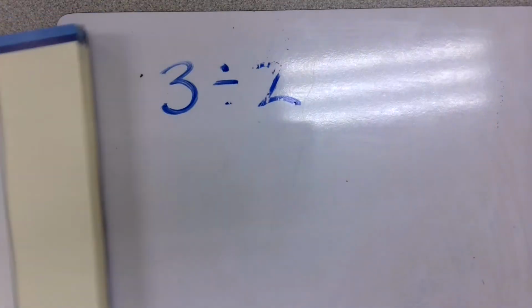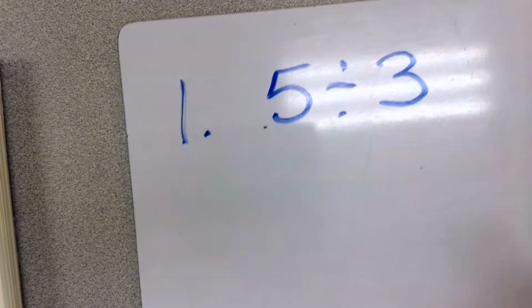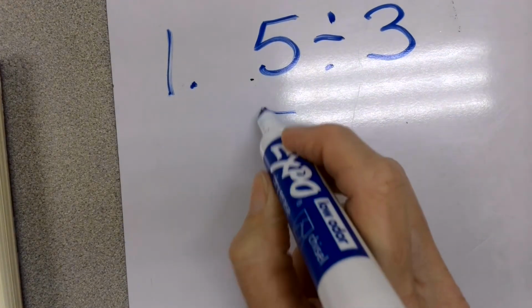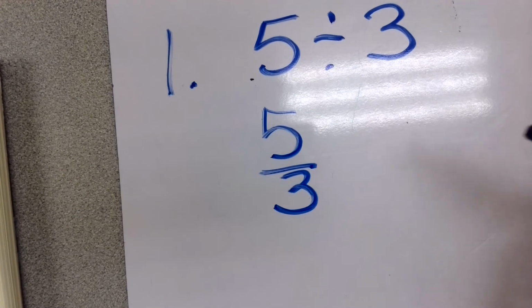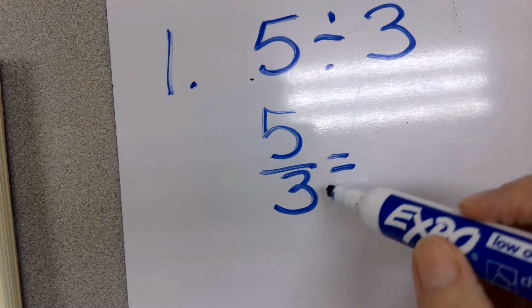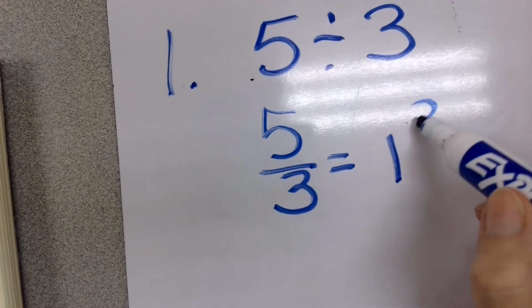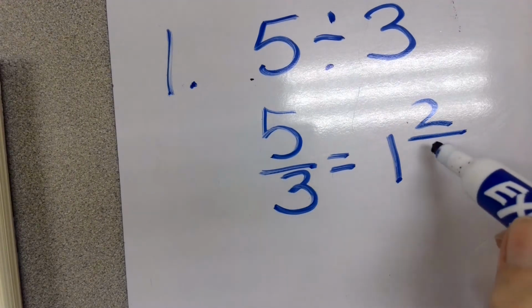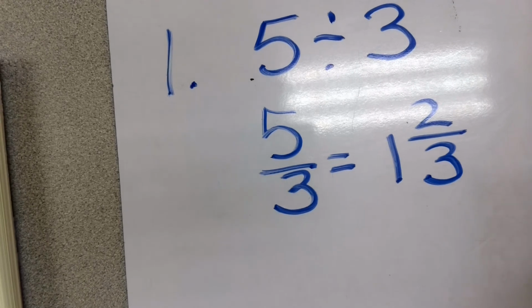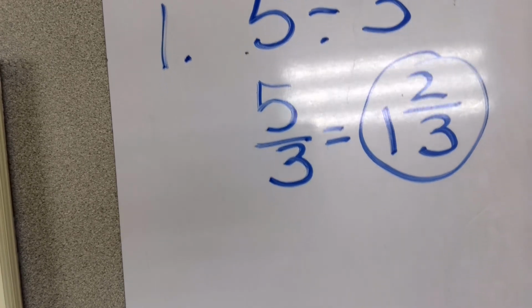All right, so let's look at number 1 on this page. And it says 5 divided by 3. So we want to set that up like a fraction, which is 5 over 3. And now this is improper because our larger number is on top. So we ask ourselves, how many times does 3 go into 5? 1 whole time. There are 2 left over, and you keep that denominator of 3. So 5 divided by 3 equals 1 2/3. So yes, we are going to convert it into a mixed number.